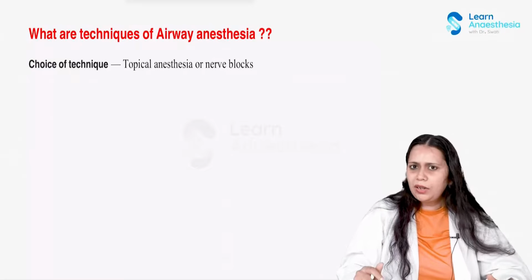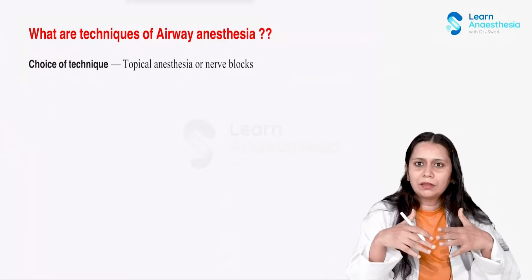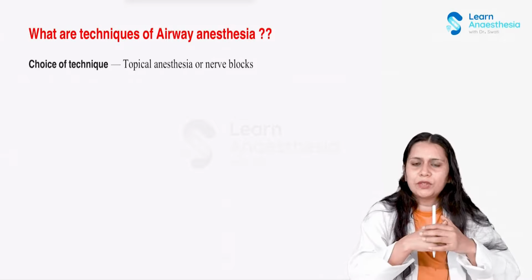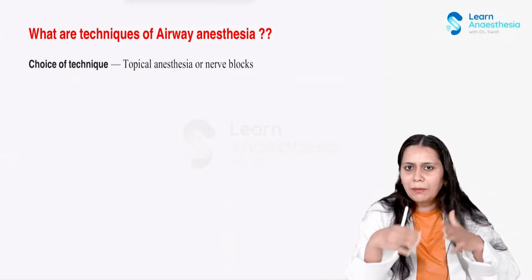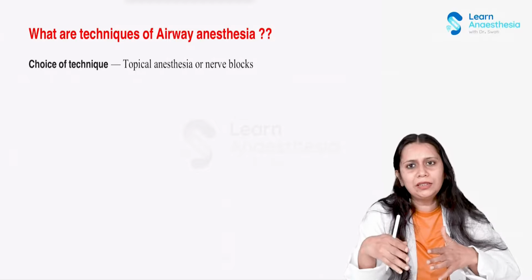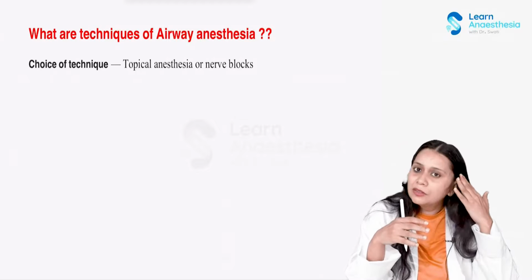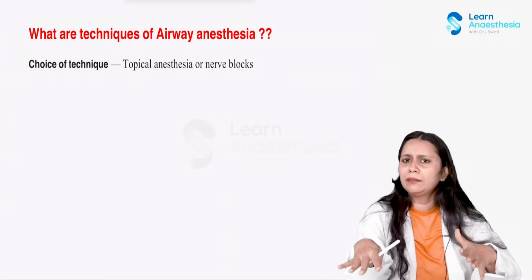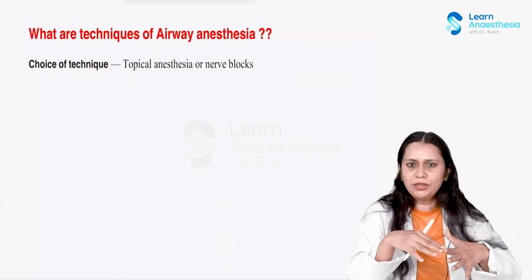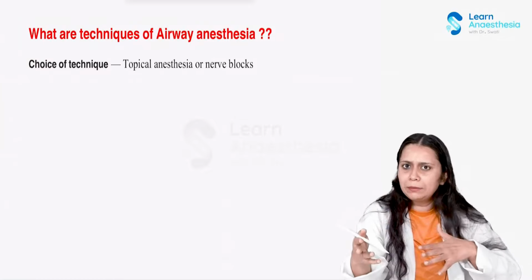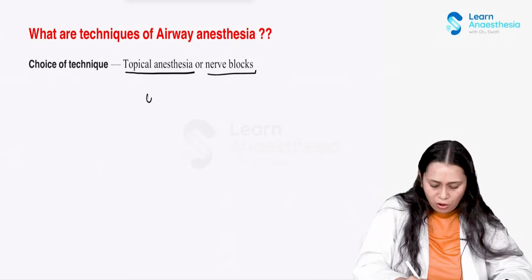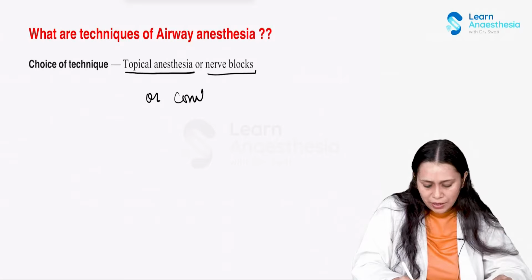Okay. So what are the techniques of airway anesthesia? How do we anesthetize the airway during awake fiber optic? There are two ways: by topical application of the local anesthetic or by performing some airway blocks. Both can be done in combination, or one of them can be practiced. So we can choose topical anesthesia or nerve block, or we can go for a combination as well.